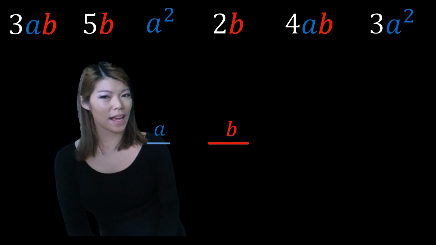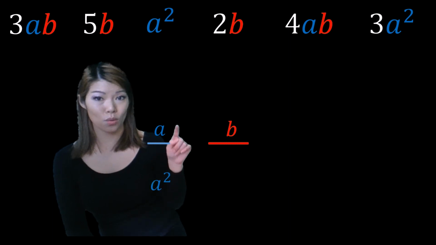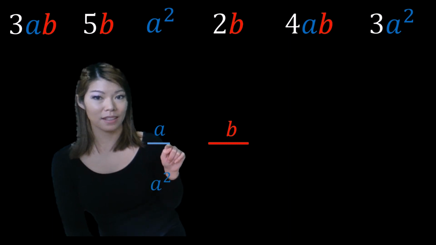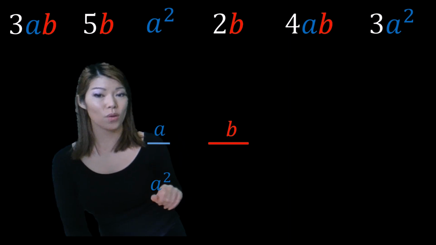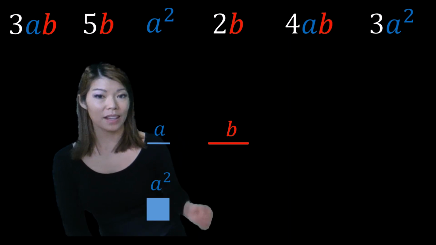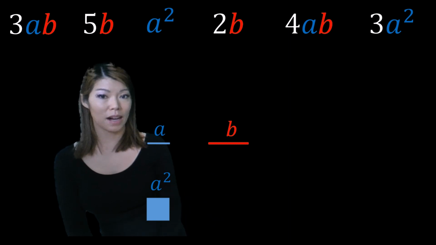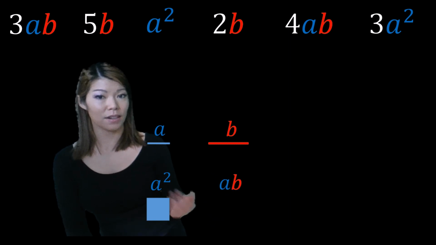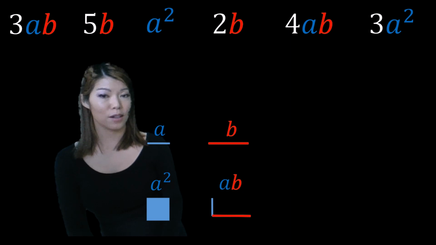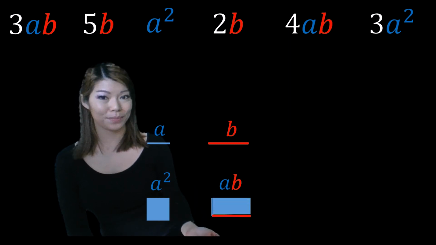Then what would A squared be? A squared would be a square with that same length. Say if A was 2, then A squared would be 2 times 2. If A was 5, then it will be 5 times 5. So whatever A is, A squared will be a literal square. And what would AB be? Well, AB would have the side of A and B, and it will be a rectangle about that size.